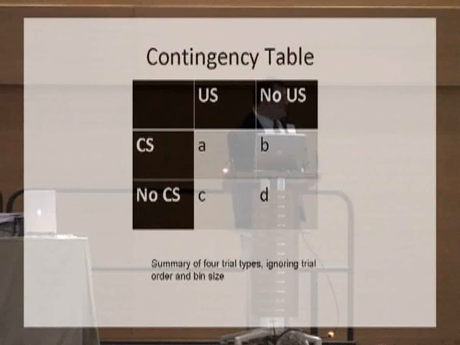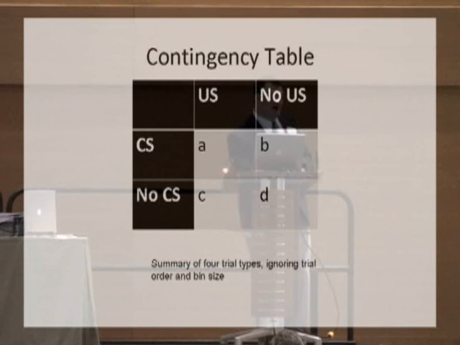And an observation that's received a tremendous amount of attention over time is the contingency, or the correlation, between the CS and the US. So a way to quantify this contingency is with the contingency table. This comes right out of basic statistics.